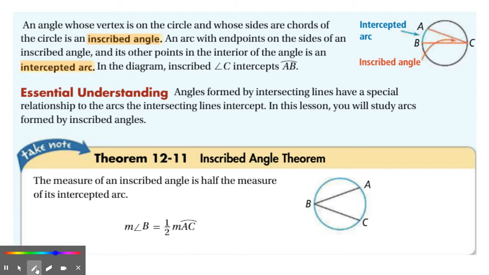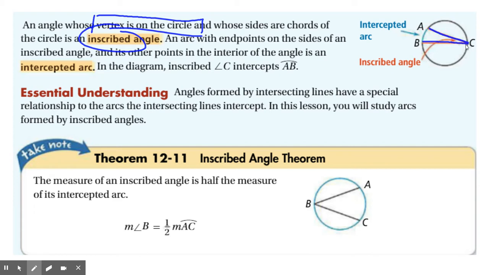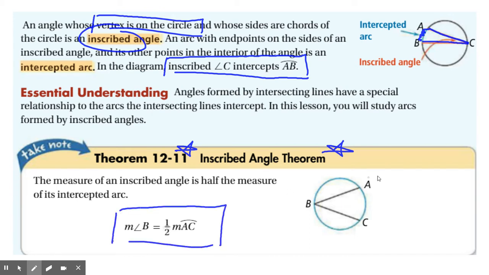So inscribed angles. When you take a look at an inscribed angle, its vertex is on the circle. That's all. So in this picture here, angle C is an inscribed angle because C is on the circle and it intercepts arc AB. Now, the inscribed angle theorem says that the measure of the inscribed angle is equal to half the intercepted arc. So in this picture, angle B is the inscribed angle and arc AC is the intercepted arc. The measure of angle B is half the measure of arc AC.